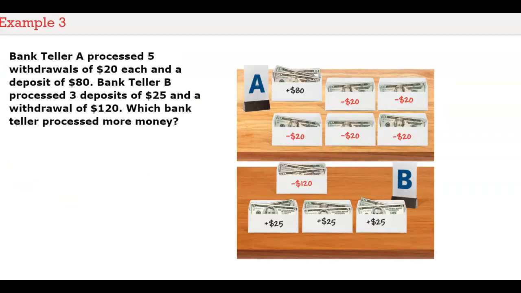Bank teller A processed 5 withdrawals of $20 each and a deposit of $80. Bank teller B processed 3 deposits of $25 and a withdrawal of $120. Which bank teller processed more money?